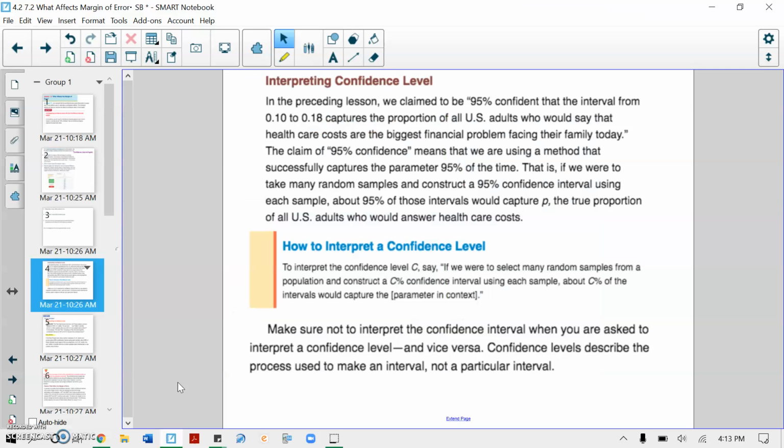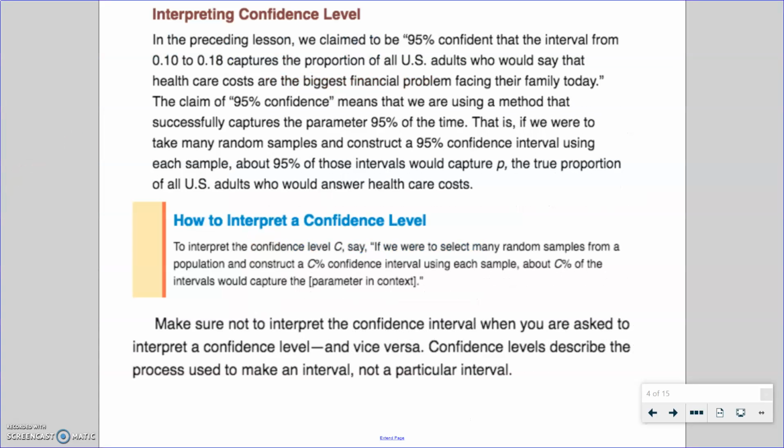So if we switch to my notes here, let's go down here, how to interpret a confidence level. To interpret the confidence level C, say, if we were to select many random samples from a population and construct a C% confidence interval using each sample, C% of those intervals would properly capture the true mean or the true proportion. So that's kind of where that number is coming from.